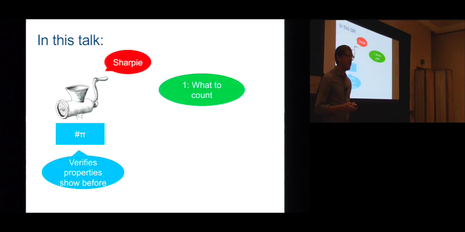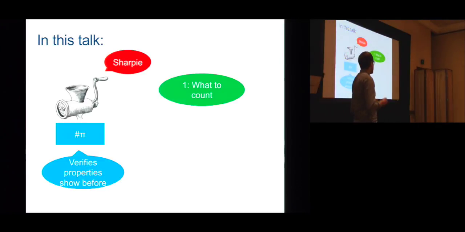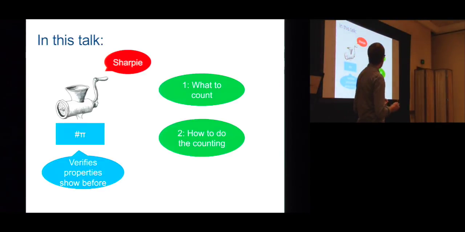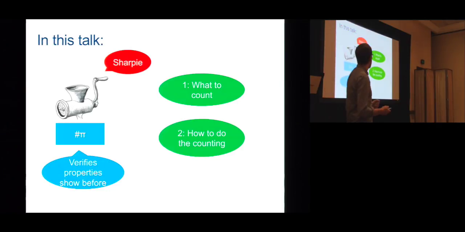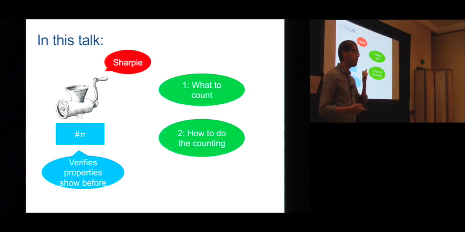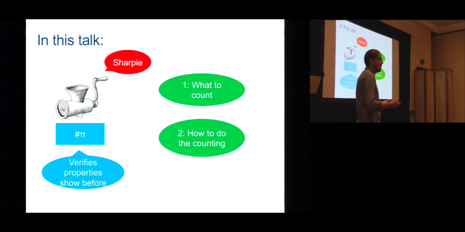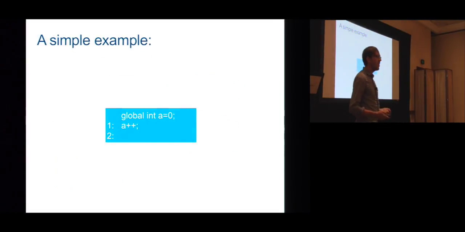And so now, in order to synthesize, to come up with invariants, the biggest question is how to choose what to count. We don't take the description of what you want to count as an input, but actually our method finds it. And second, the question is how to go about the counting. I'm going to show you how this works on a very simple example.